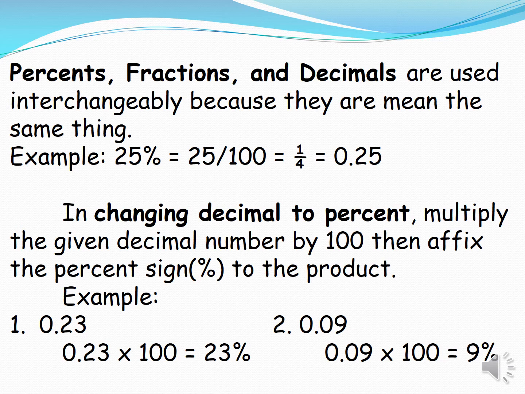Example number 1: 23 hundredths. So we have 23 hundredths times 100 is equal to 23. Then affix the percent sign so it becomes 23%. Example number 2: 9 hundredths. We multiply 9 hundredths times 100, which is equal to 9. Then affix the percent sign so we have 9%.